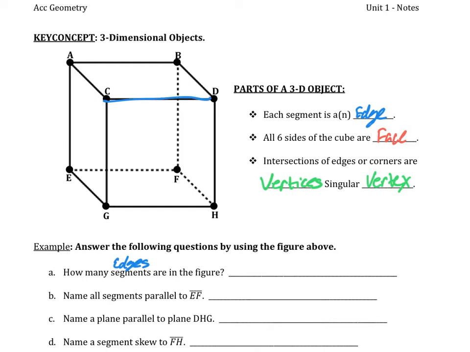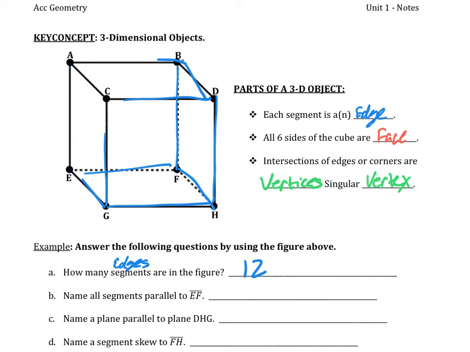So we have 1, 2, 3, 4 on the top of the figure, 5, 6, 7, 8 as what makes up the vertical part of our figure, and then 9, 10, 11, 12 on the bottom of the figure. So we have a total of 12 edges.